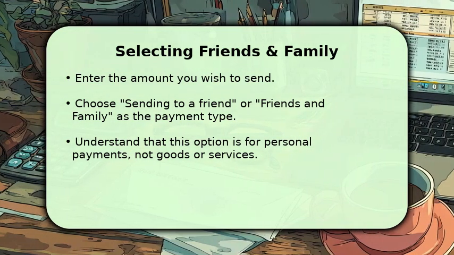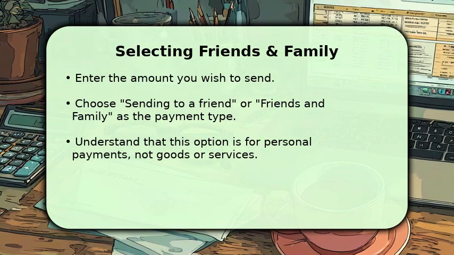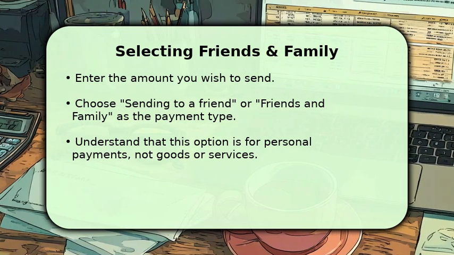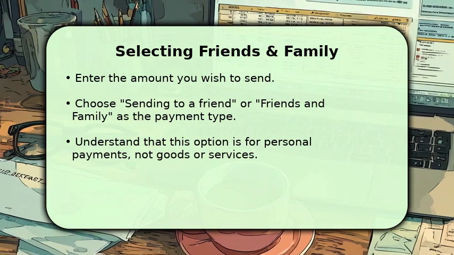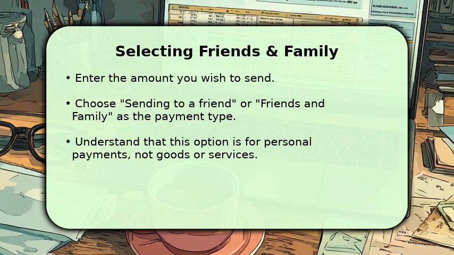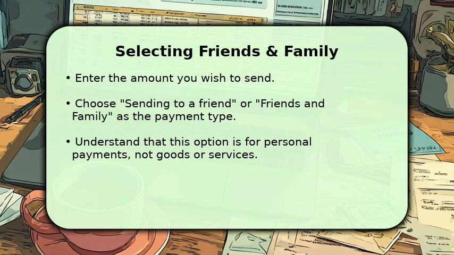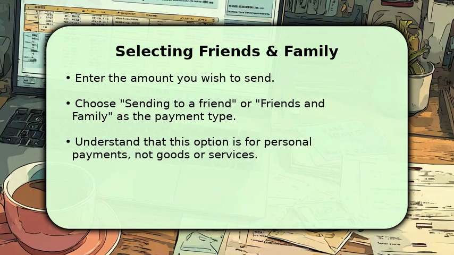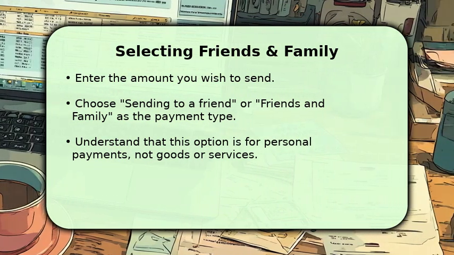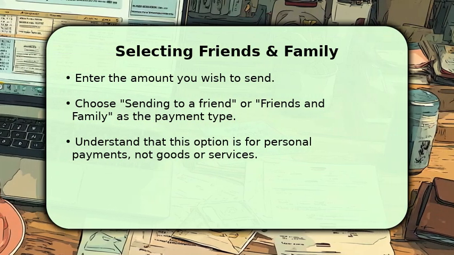After entering the figure, you'll be prompted to choose the payment type. Make sure to select Sending to a friend or friends and family. This crucial step ensures your payment is categorized correctly. Remember, this option is specifically for personal transfers, not for purchasing goods or services, which has different implications.